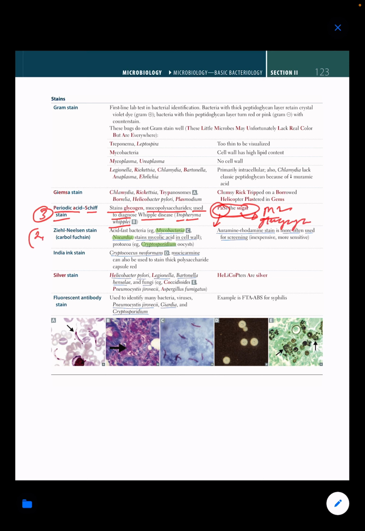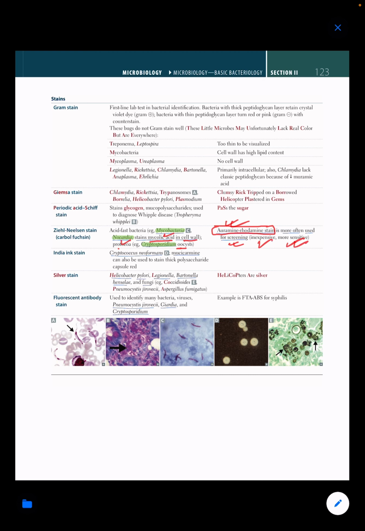All right, so the next one is Ziehl-Neelsen stain or carbol fuchsin. It stains acid-fast bacteria like Mycobacterium and Nocardia. They stain mycolic acid in the cell wall. In protozoa, it stains Cryptosporidium oocysts. Auramine-rhodamine stain is more often used for screening because it's more sensitive.